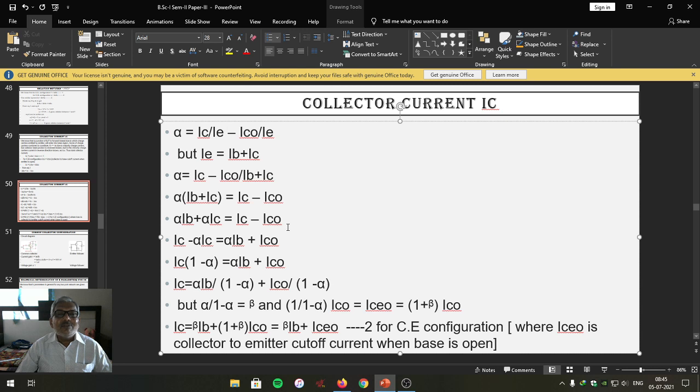Now rearrange the terms, and that is what has to be done. Alpha IB should be transferred to the right side, IC minus alpha IC. Alpha IC should be transferred to the right side, ICO should be transferred to the left side. In this equation, ICO should be transferred to the left side, means minus becomes plus, and alpha IC should be transferred to the right side, it becomes minus. So that's why we can write it IC minus alpha IC equal to alpha IB plus ICO.